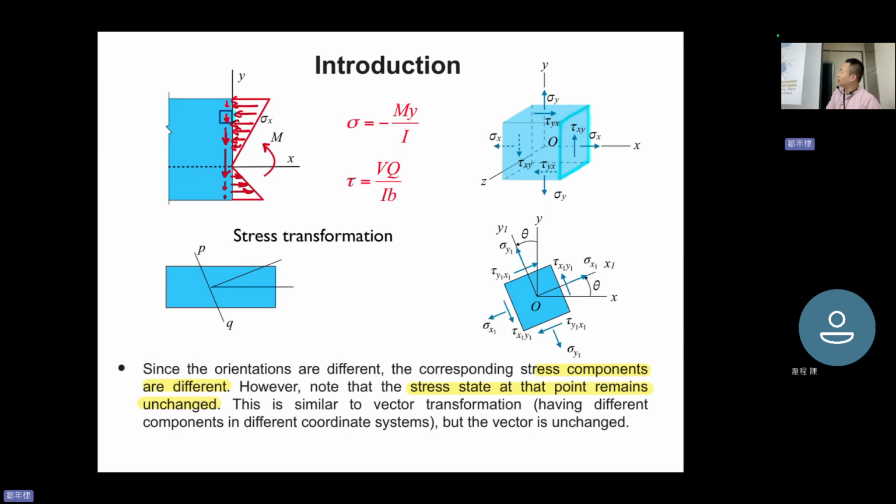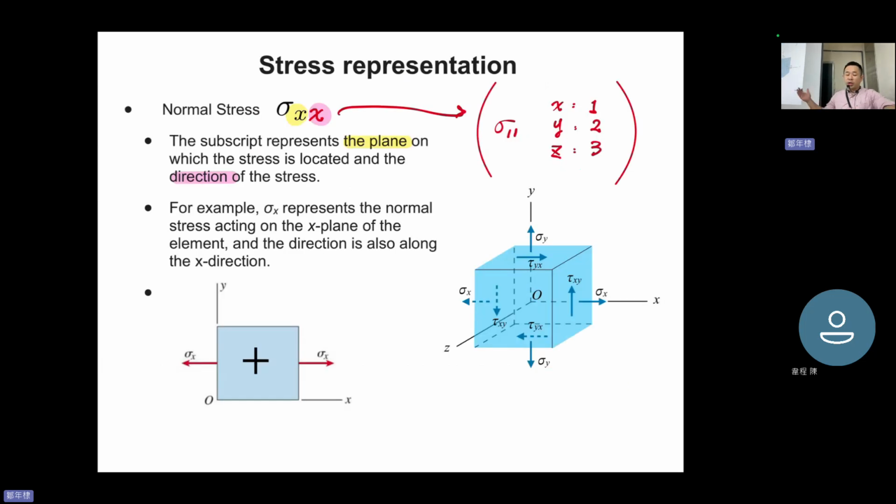And also the most important thing is that chapter 7 is the biggest, most important chapter in materials science and engineering, because you can know the stress distribution or orientation at all points in the material. Okay, now, yesterday we introduced the stress representation.